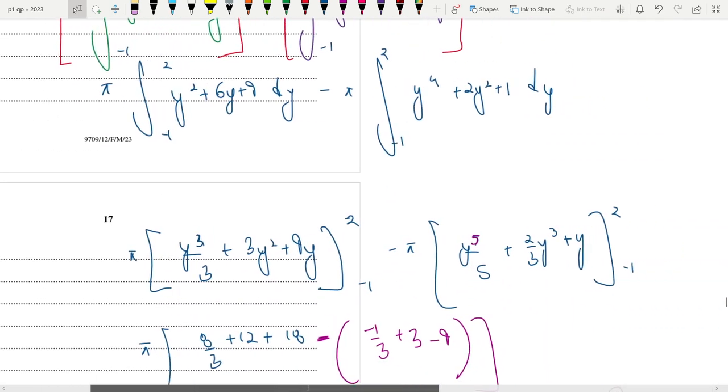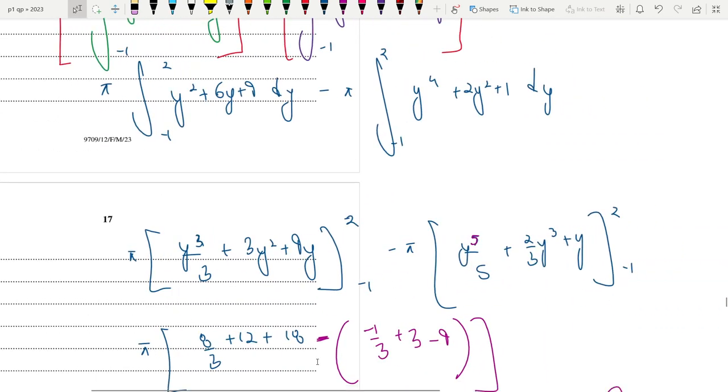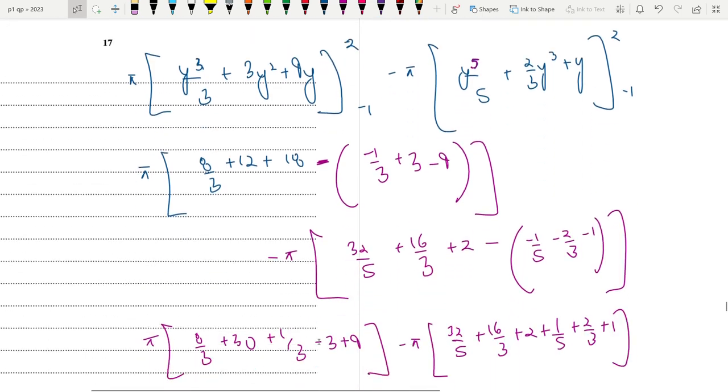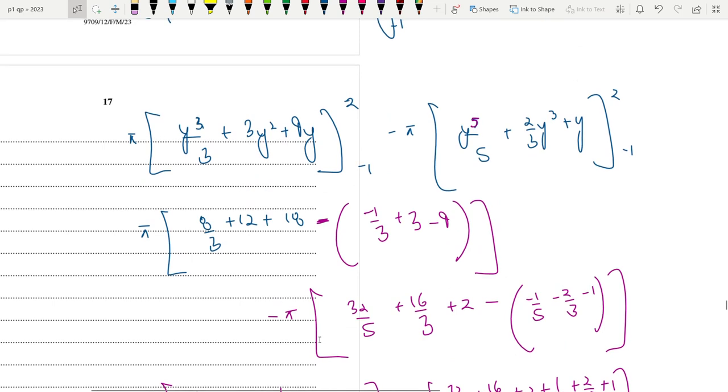Now let's integrate this. y cubed by 3 plus 6y squared by 2 plus 9y. On the other side, y to the power 5 by 5 plus 2y cubed by 3 plus y. Now input the limits. This is what you get. 8 by 3 plus 12 plus 18 minus, oh, I took the pi common, by the way, minus, inside the bracket we have, so what is this exactly? This is for the first part, by the way.